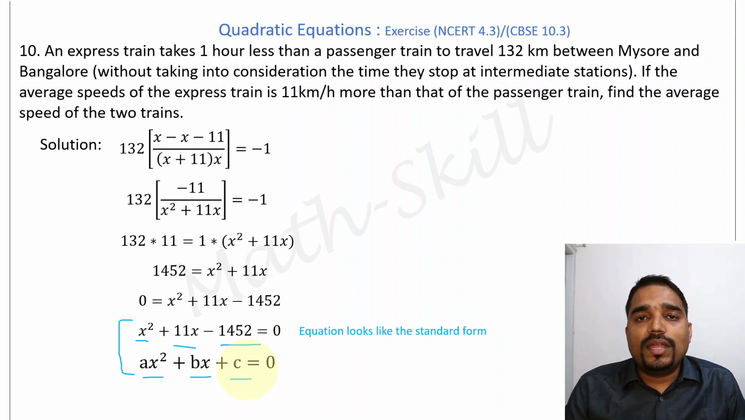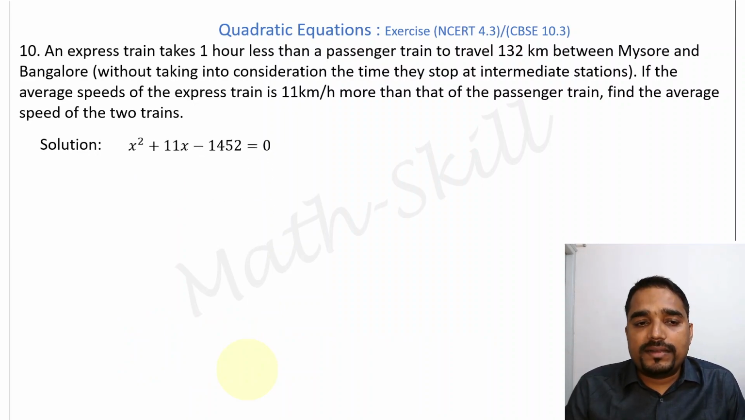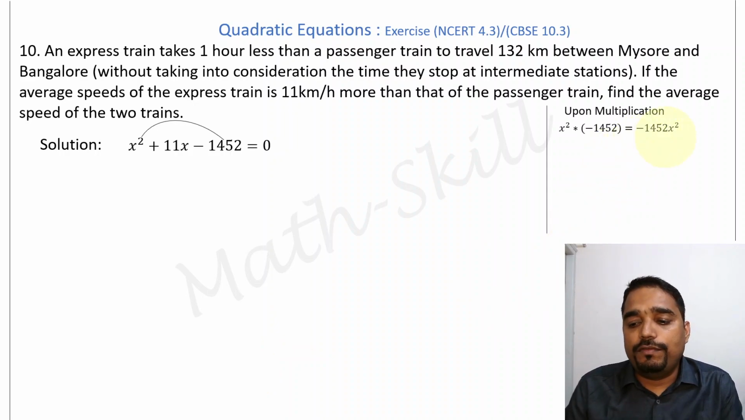Since it is looking like the standard form, we can start the factorization to find the value of x. Let us do that now. In order to start factorization, let us multiply the first and the last term. That is, upon multiplication, we are getting plus x square into minus 1452, which, upon multiplication of the selected factors, we should get minus 1452 x square.